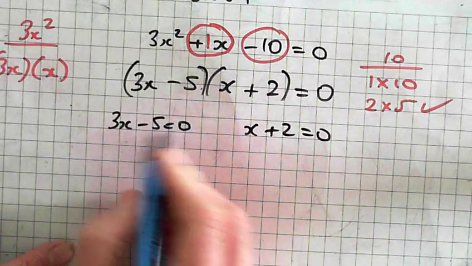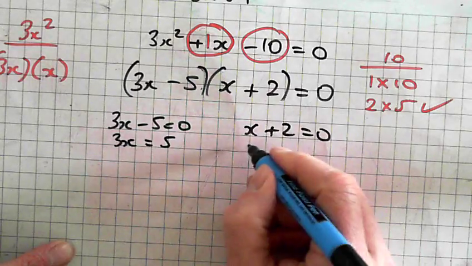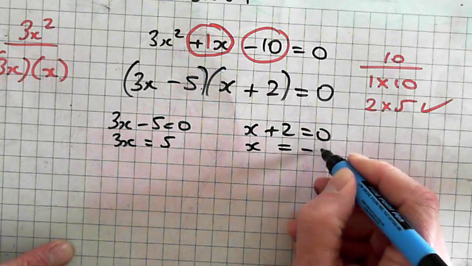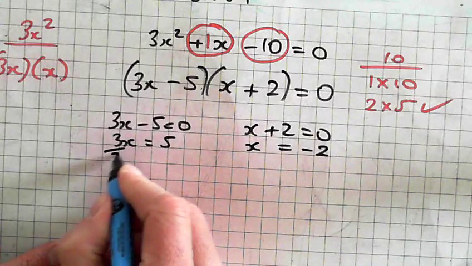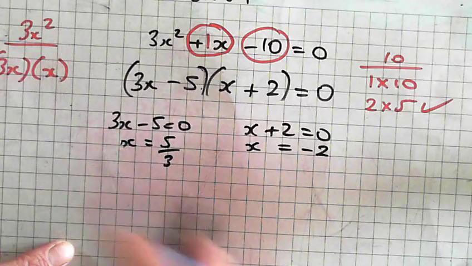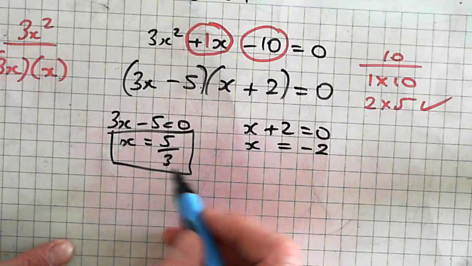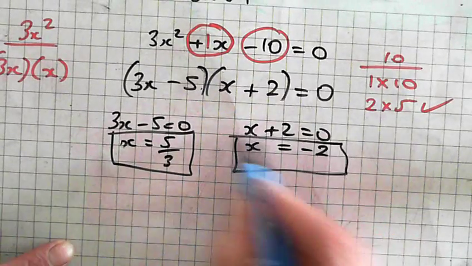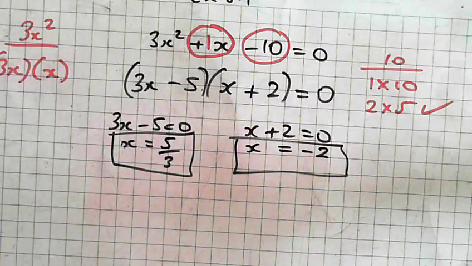Move the minus 5 across. 3x is equal to 5. And move the plus 2 across: x is equal to minus 2. I want to get rid of the 3. Divide by 3. 3 divided by 3 is 1. There's my two answers. X is equal to minus 2 and 5 over 3. 5 over 3 is the same as 1 and 2/3.